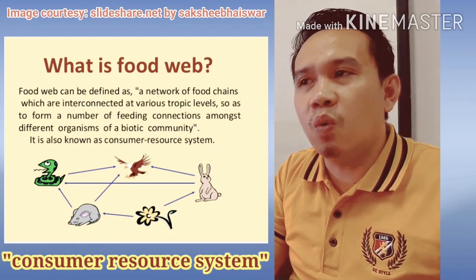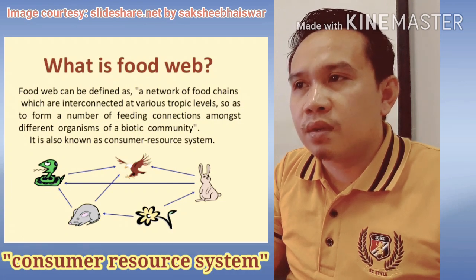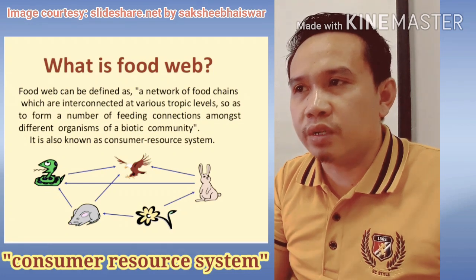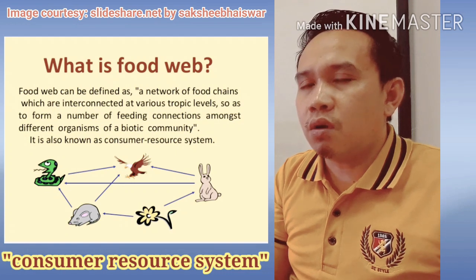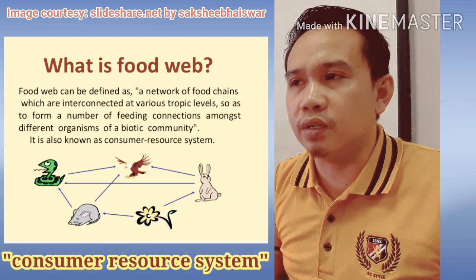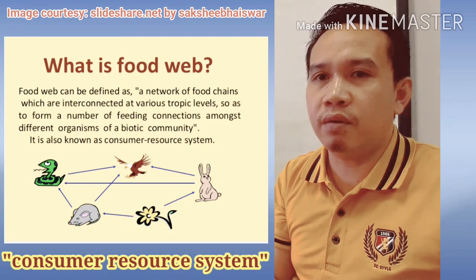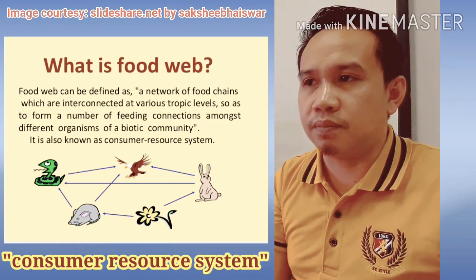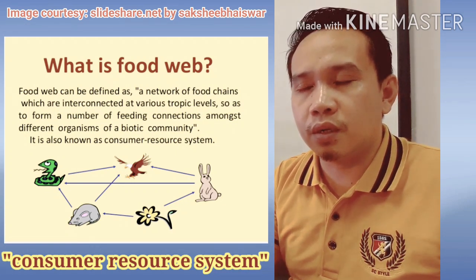This time we will focus on food webs. Alright? So what is a food web? A food web can be defined as a network of food chains which are interconnected at various trophic levels, so as to form a number of feeding connections among different organisms in a biotic community. Alright, so within the forest, in the grassland, or in the marine ecosystem, they are known as consumer resource systems.